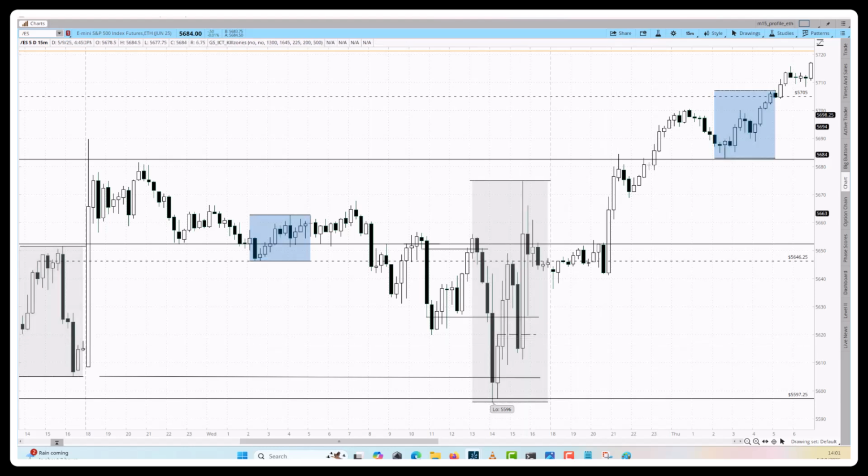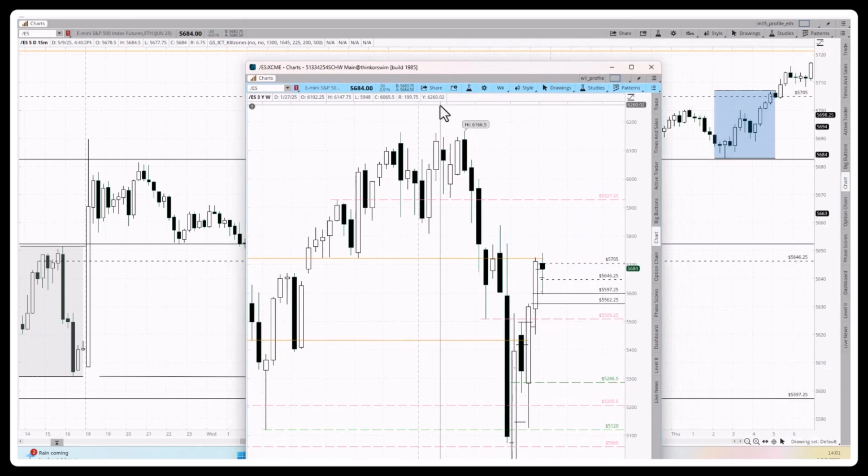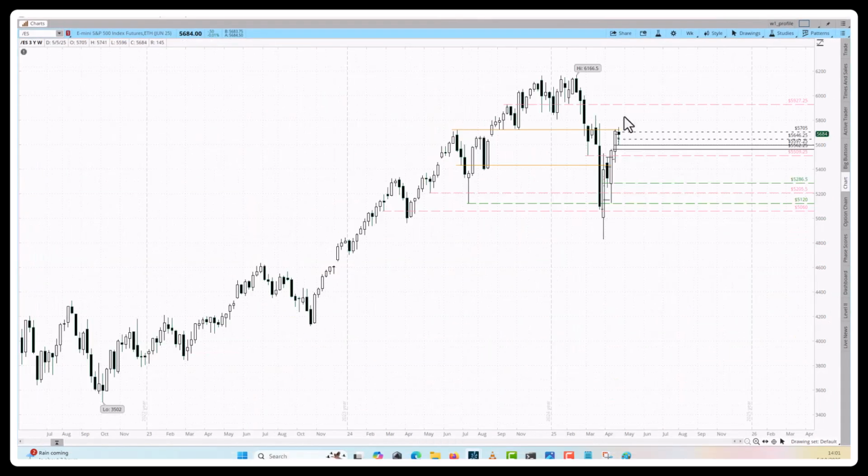And here's the example when we see the reversal type 1 happen in a reversal scenario. Yeah, you can say reversal or retracement. Here's the weekly.